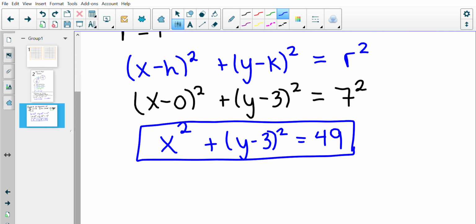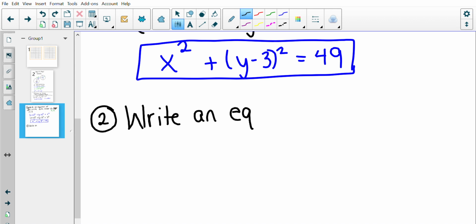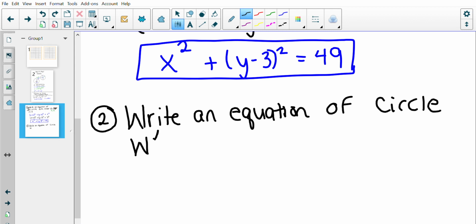Hey, let's do another one. So now I want you to write an equation of a circle with center 0, 3 and radius will be, I'm sorry, that's the same problem we just did. Let's backtrack. Not center 0, 3. So with center negative 8, 7 and radius a half.